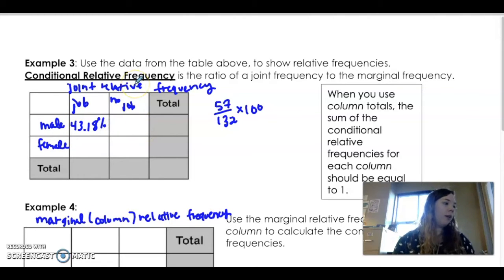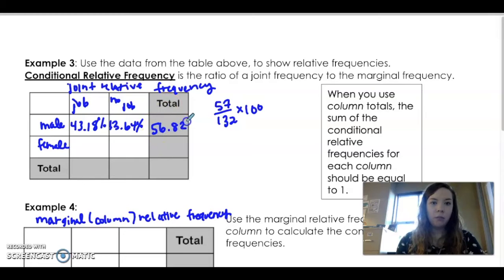Okay, then for the next one, for no, we had 18 in that cell. So we would do 18 over 132 times 100, which is 13.64. Okay, we're going to do 2 decimal places on these. Then here we had 75 males. So 75 divided by 132 times 100 is 56.82.